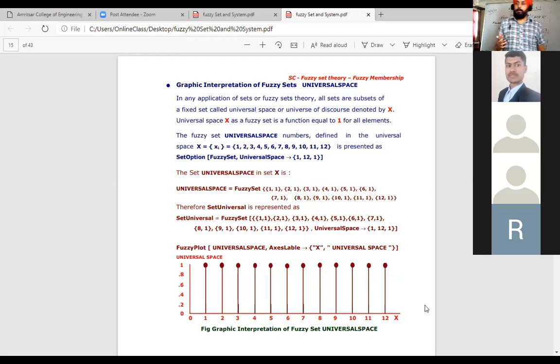तो दिस इज द, जस्ट सी, इसकी ये रिप्रेजेंटेशन है। इट इज द ग्राफिक इंटरप्रिटेशन ऑफ फजी यूनिवर्सल स्पेस। एक फजी यूनिवर्सल स्पेस है 12 और उसमें सभी मेंबर हैं, 1 भी मेंबर है, 2 भी मेंबर है, 3 is also member, up till 12 is member, all are member, all having the membership function of 1. So all are represented with the clean height of 1 in the diagram.